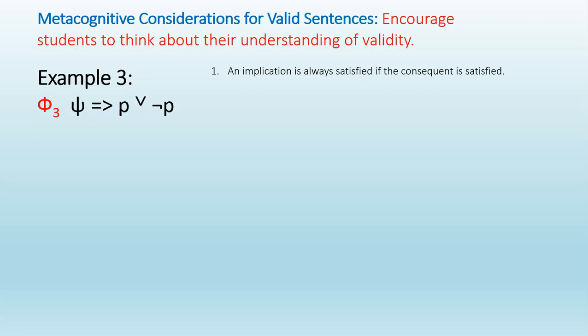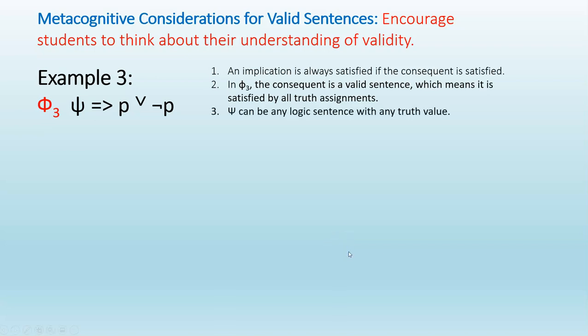So we already know an implication is always satisfied if the consequent is satisfied. That means if the consequent is true, the implication is true, regardless of what the antecedent is, true or false. Here, phi 3, the consequent is a valid sentence, which means that it's satisfied by all truth assignments. And psi can be any logic sentence with any truth value. It doesn't matter. Therefore, phi 3 is a valid sentence because as long as the consequent is true, and we know that the consequent is a valid sentence, it means it's always true, then phi 3 itself is always true.